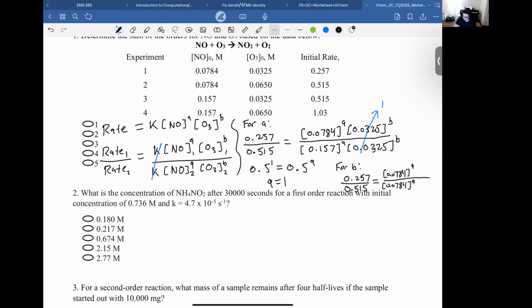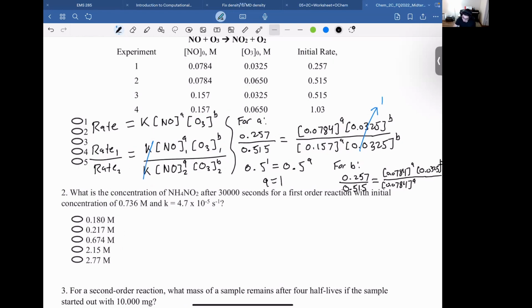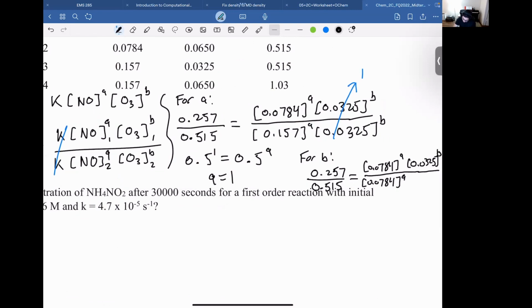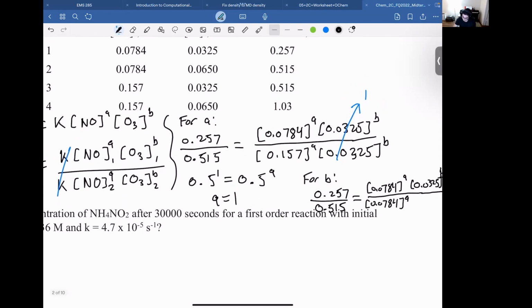You could plug in the A right now if you wanted. Since there's only 2 things, you could even plug in A and then just algebraically solve for B, if you know how to use your logarithms. But I will keep doing it the same way for consistency. This is 0.0325 to the B. Sorry, I'm running out of space here. Writing is getting a little bit messy. And then we have 0.065 to the B on the bottom.